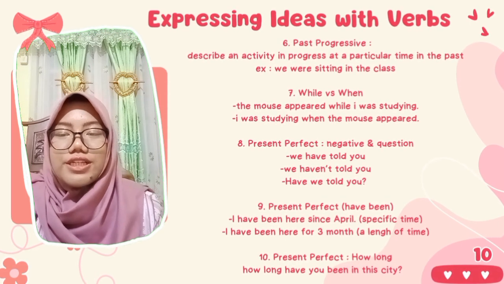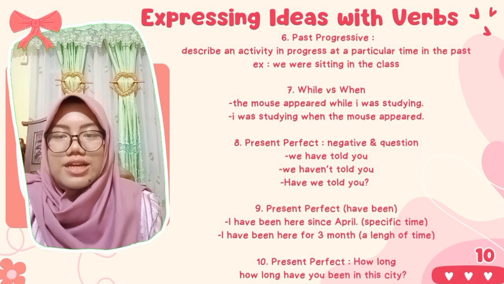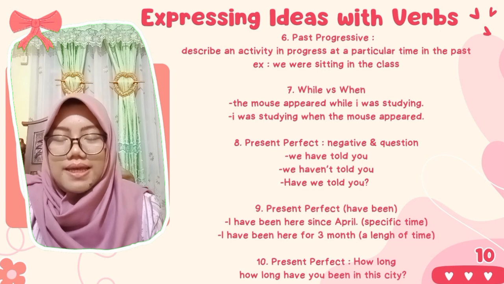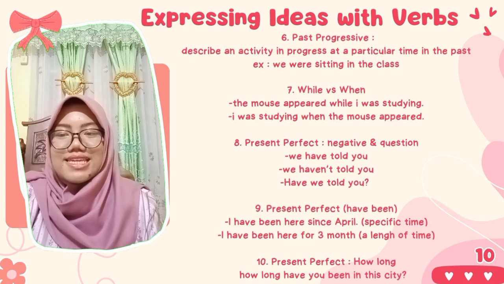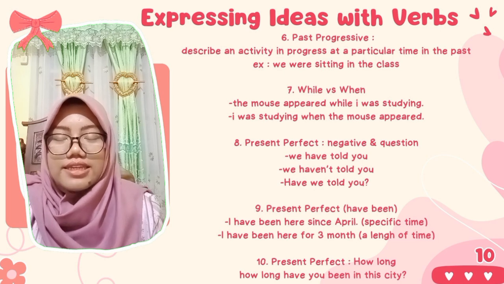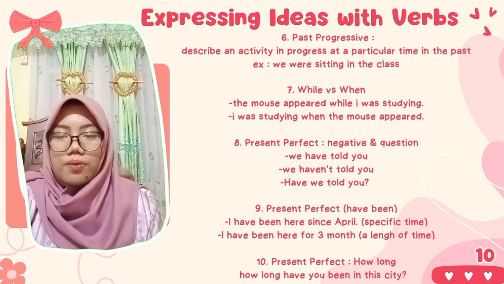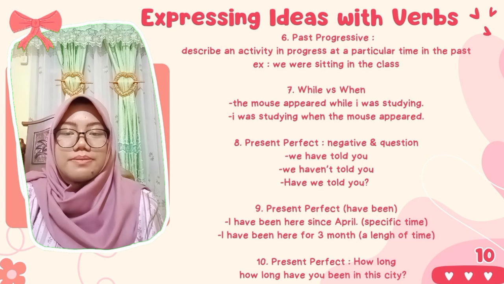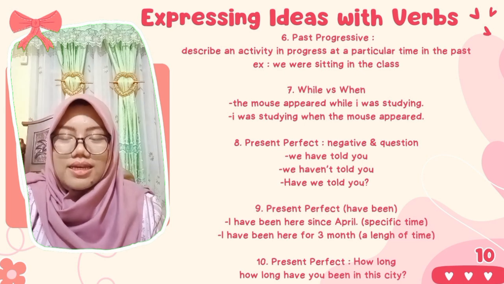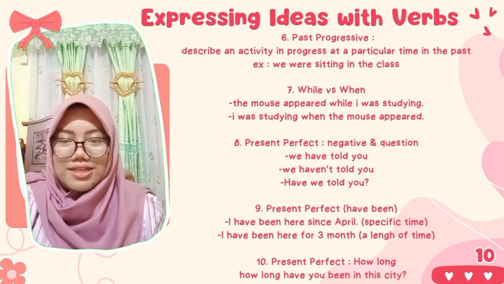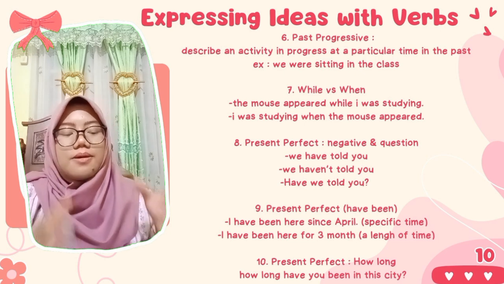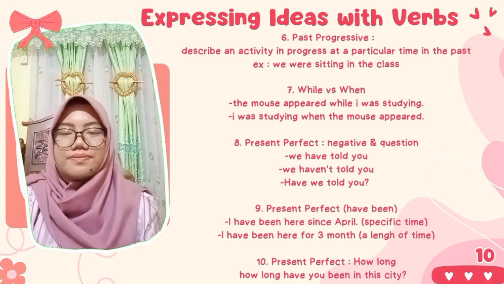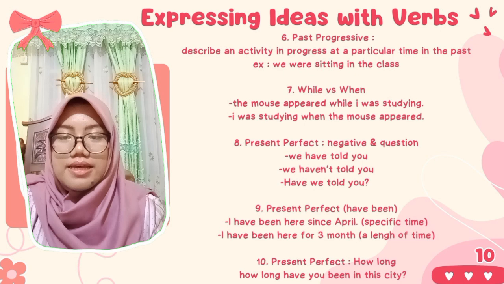And then we also learn about the past progressive. The past progressive describes an action or activity in progress at a particular time in the past. For example, we were sitting in the class. And there's while versus when. For while: simple past, while past progressive. For example, the mouse appeared, simple past, while I was studying, past progressive. And for when: past progressive, when simple past. I was studying, past progressive, when the mouse appeared, simple past.